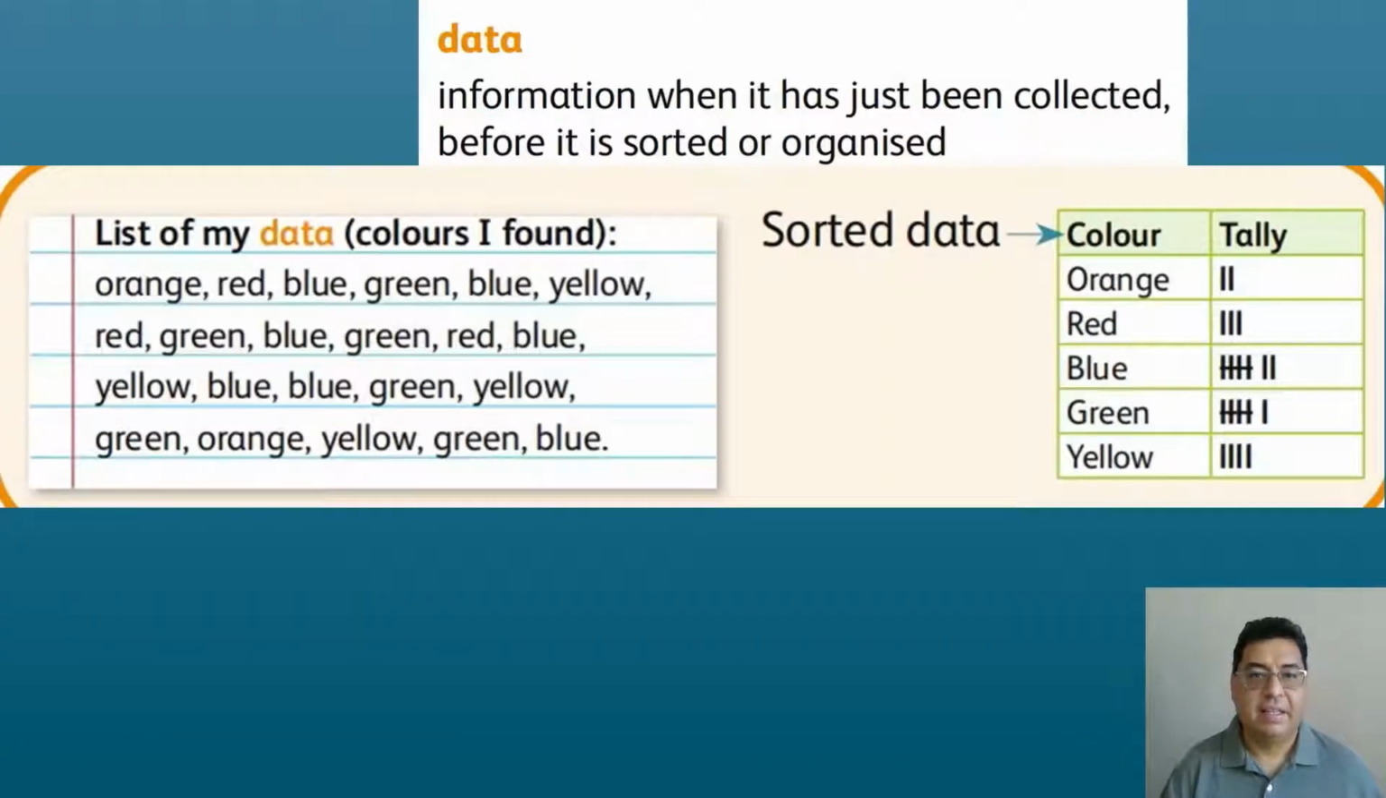Data. Information when it has just been collected, before it is sorted or organized. So basically, there's several ways you could organize your ideas. You've seen me do like a Venn diagram, that's one way. Here's just another way, a list of my data. I'm not going to read through all of this, it'll take too long. And then on this side, here's the tally chart again.